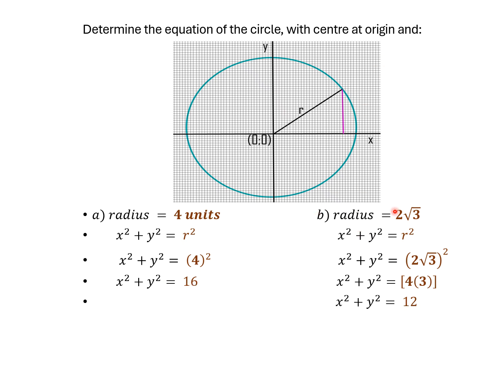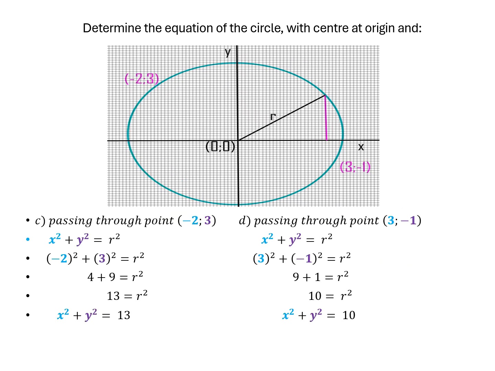Given a radius of 2 times the square root of 3, we have x squared plus y squared equals r squared. R squared there becomes 2 square root 3, all squared. 2 times 2 becomes 4. Square root 3 times square root 3 becomes 3. And 4 times 3 gives me 12. So now I write x squared plus y squared equals 12. Remember that is r squared. Right, let's look at another problem.